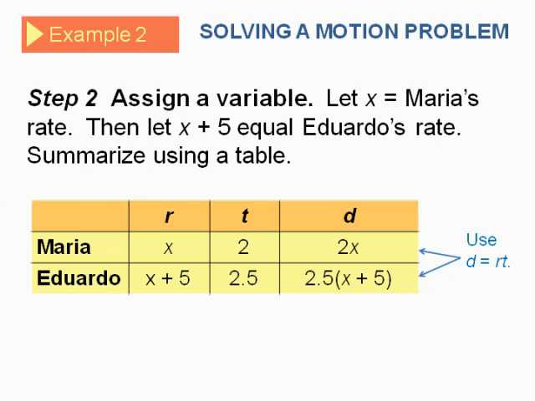So we'll go ahead and assign some variables here. We're going to let x be Maria's rate, and then x plus 5 equals Eduardo's rate, or some books call rate the speed. So Eduardo is 5 faster than Maria.